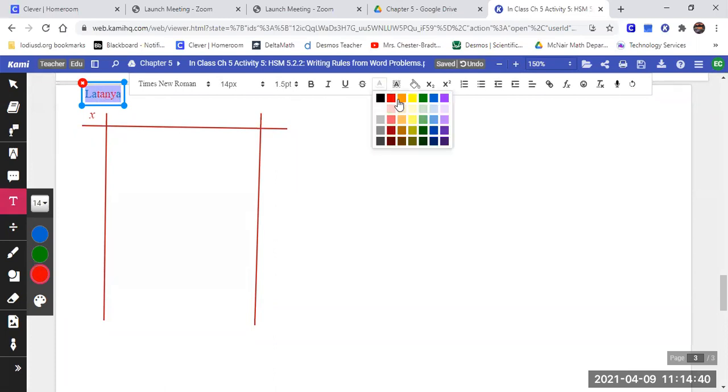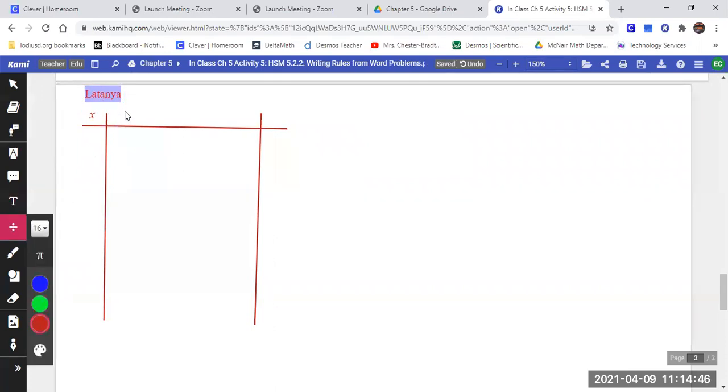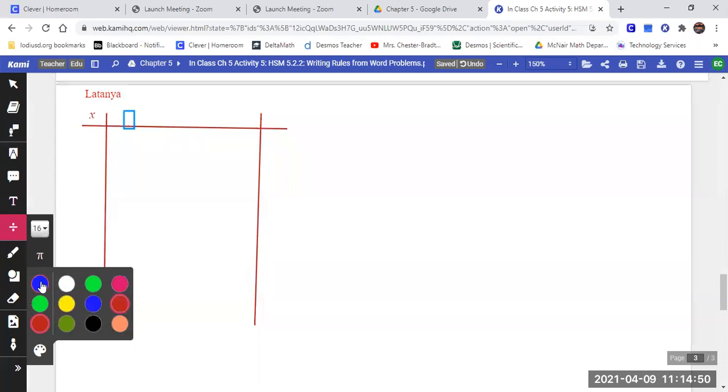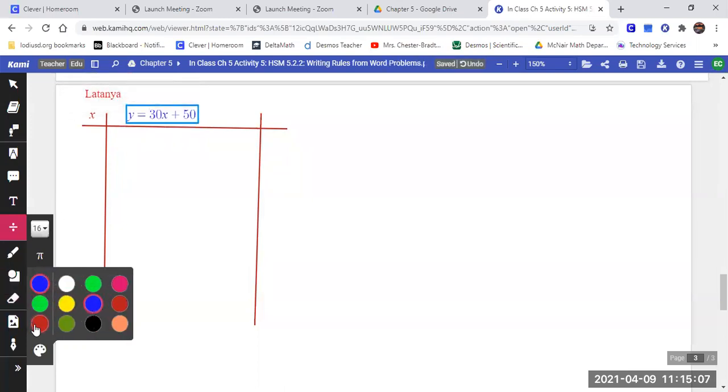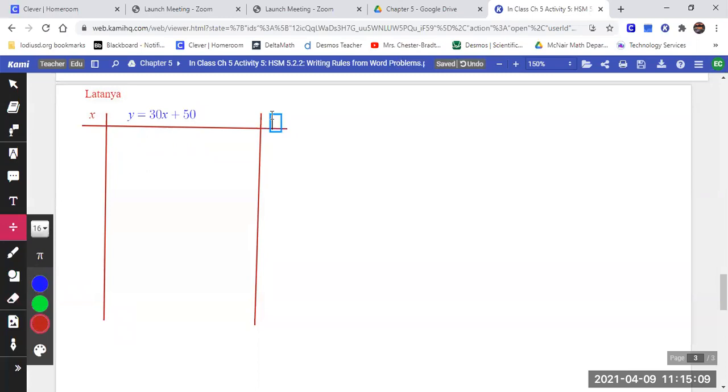And then we have our equation in the middle. So I'm going to go up to the top and get that equation. And that equation was y equals 30x, or y equals 30x plus 50, right? Okay, and then the y goes in the other column. Here goes y.